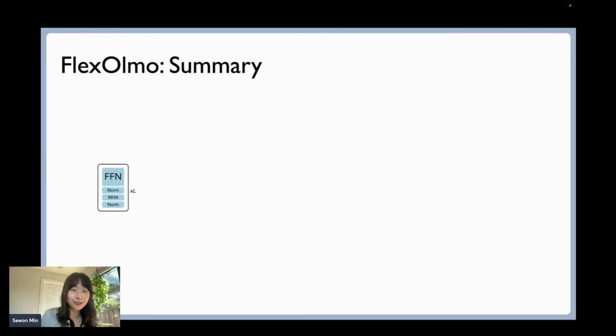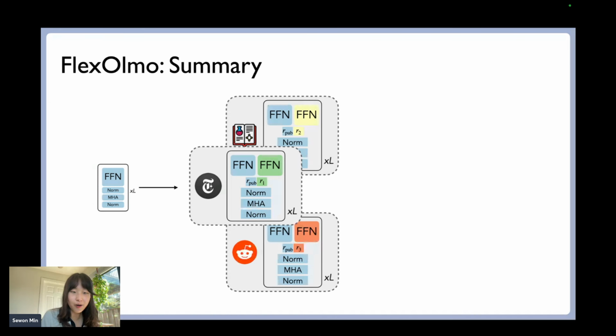So these are 2 ingredients, and just to summarize the big picture, this is how FlexOlmo works. We start with a model that is trained on public data only, so this is shared across everyone. Then each data owner takes it and does some modular training locally on their data. In particular, they make it a mixture of experts model with 2 experts by duplicating the FFN and then initializing the router from domain embeddings that I just mentioned.